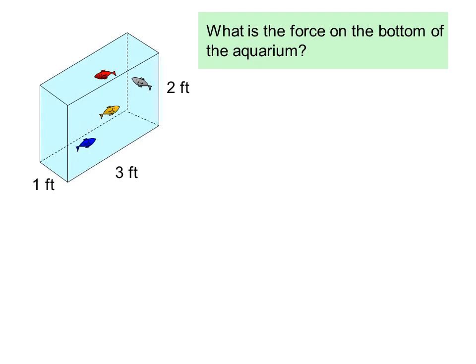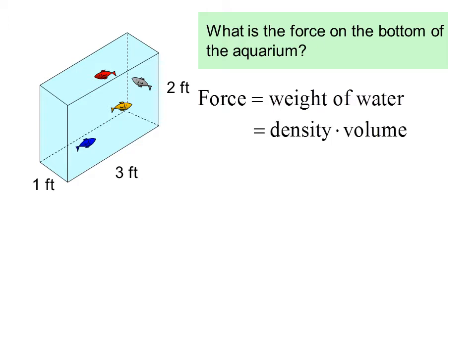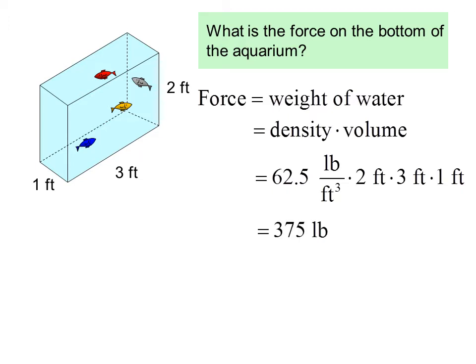What is the force on the bottom of the aquarium? Force would be equal to the weight of the water, which would be density times volume. In this case, we have 62.5 pounds per cubic foot times 2 feet times 3 feet times 1 foot, or 375 pounds. This would be an example of why you usually empty a tank before you try to move it.